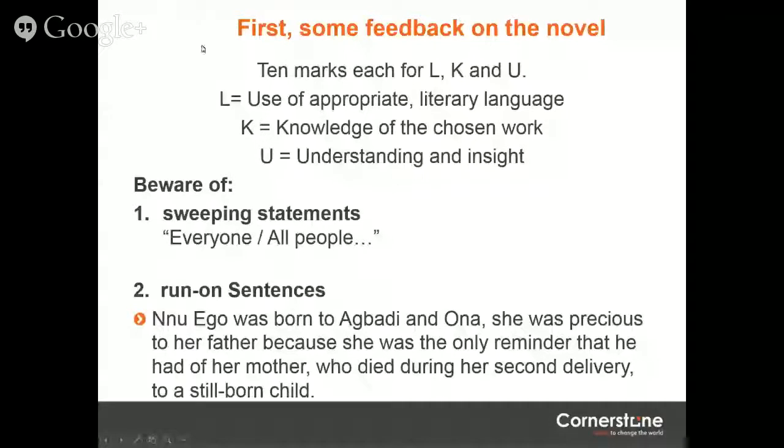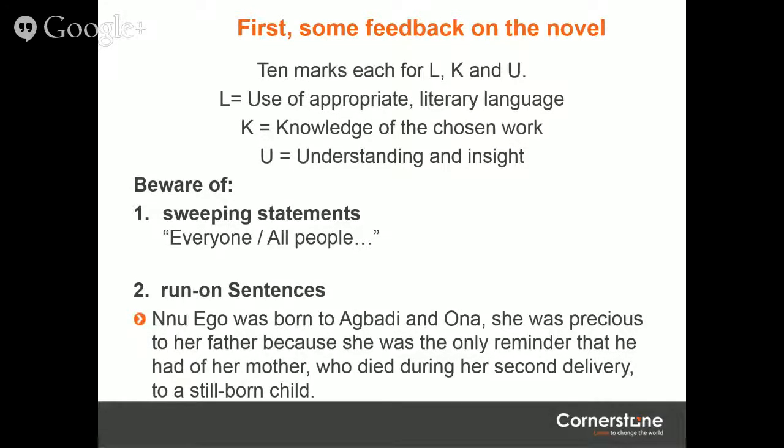Right. I want to start off by giving a little feedback on the novels that you wrote. So we'll go there. Let's have a look at the slides. And you'll see your novels, the results have been uploaded to Funda. And I've sent you back a copy of your assignment, your essay. And you'll see there's an L, K, and a U.